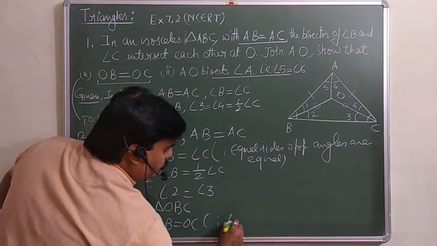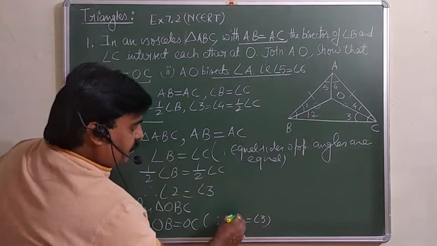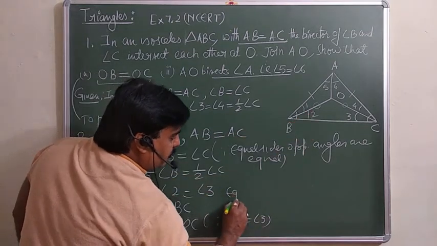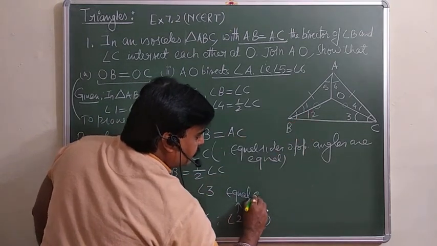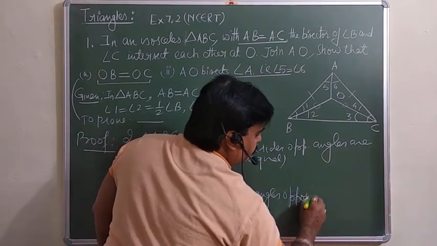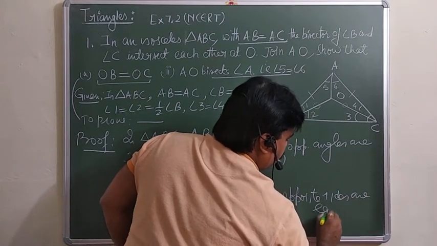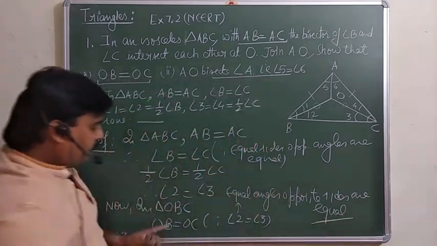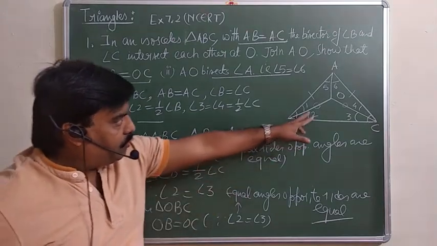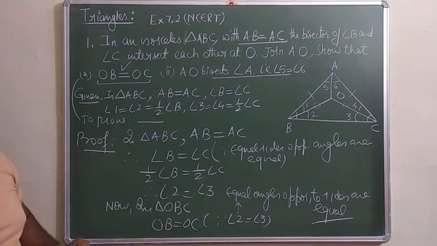The reason is that angle 2 is equal to angle 3, and equal angles have equal opposite sides. This is the theorem we already discussed. So angle 2 is equal to angle 3 means OB is equal to OC. So this is your first part.